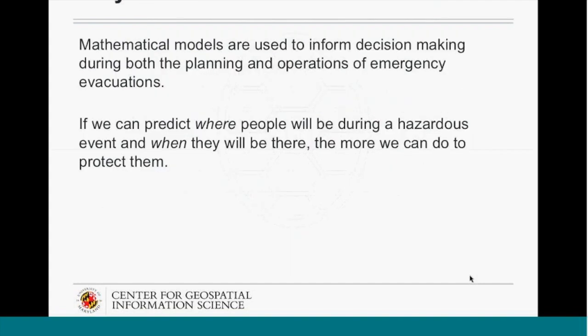So just take a step back. Why would we model an evacuation? The short answer is that mathematical models can inform decision-making during both planning and operations phases of emergency evacuations. And if we can predict where people will be in hazardous events and when they will be there, the more we can do to protect them, when I think about this from a really big picture perspective.